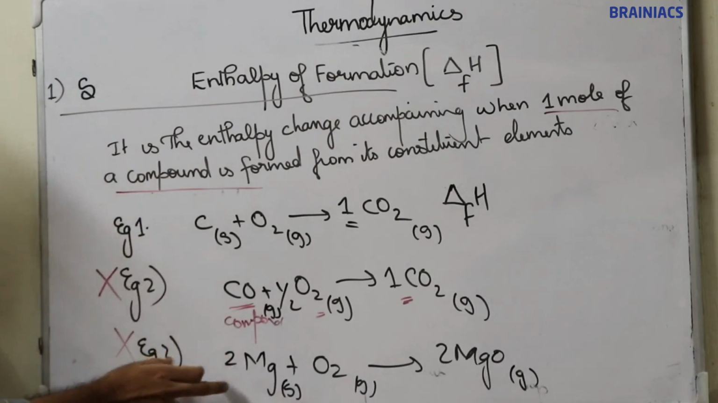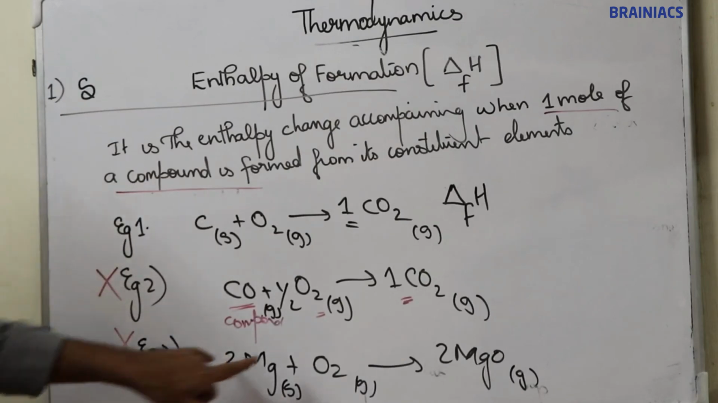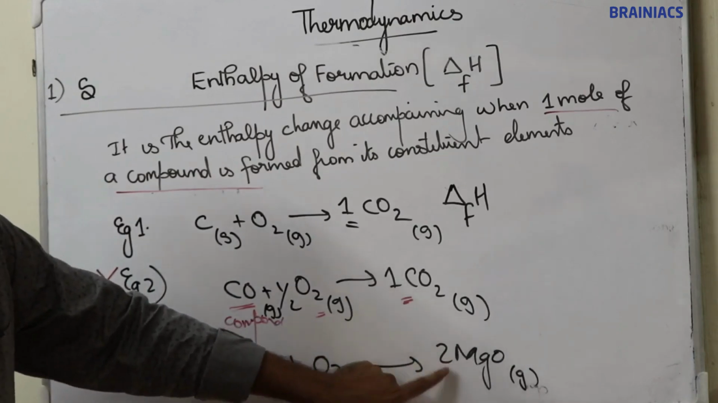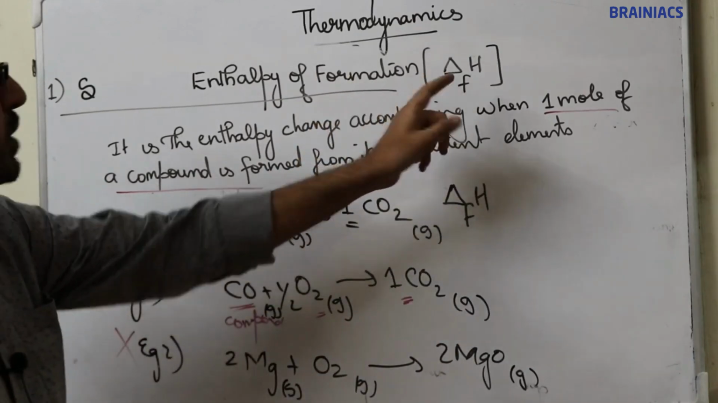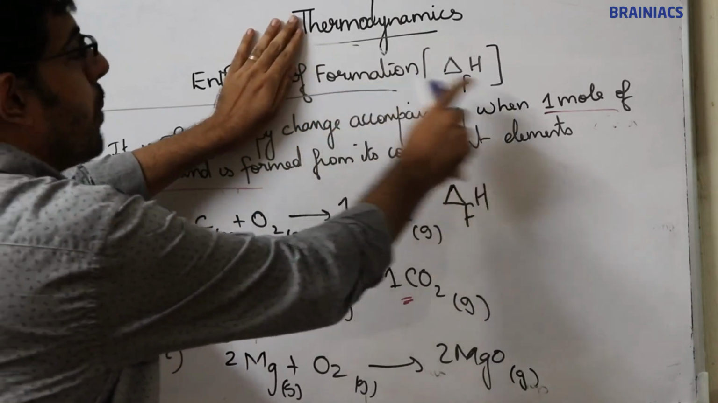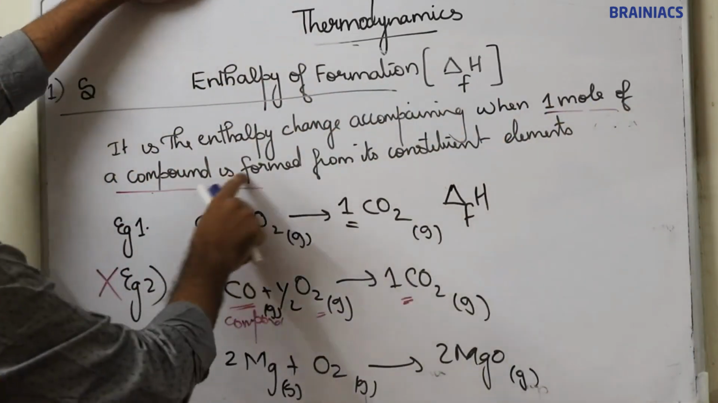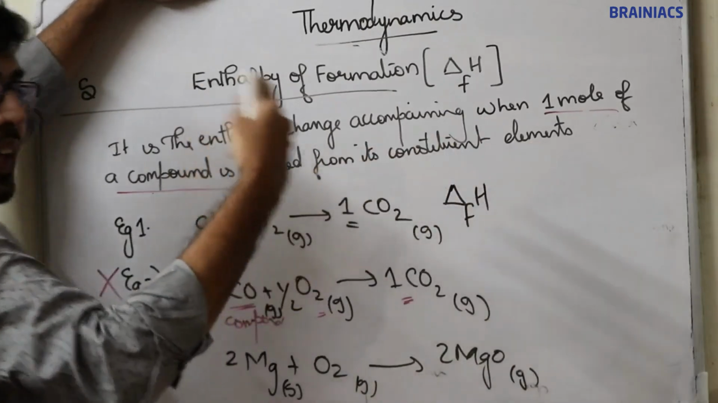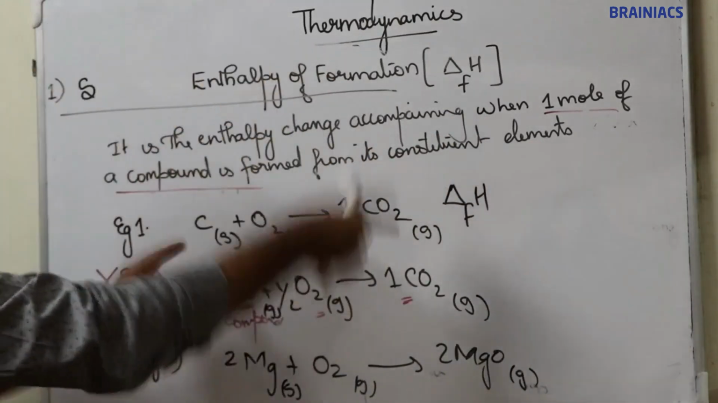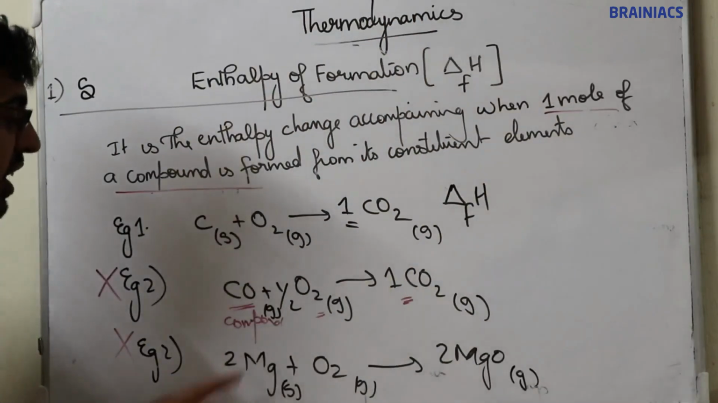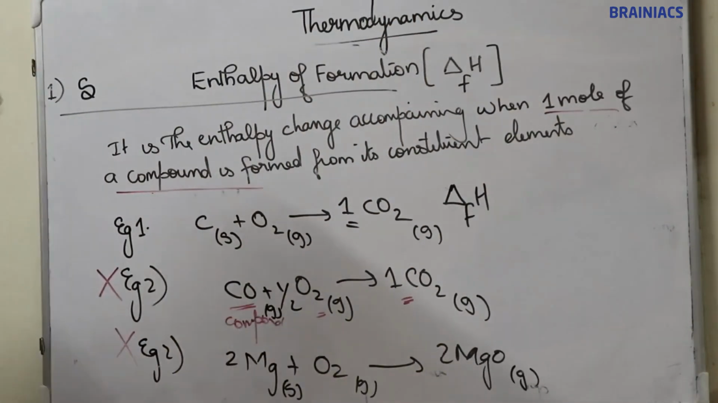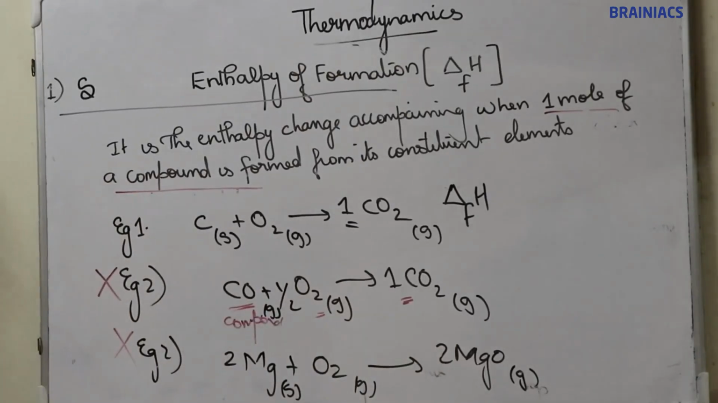Why is this not considered a formation reaction? Here elements combine to form how many moles of product? 2 moles. What is a formation reaction? 1 mole of compound is formed from its constituent elements. That is a formation reaction, and the enthalpy change accompanying that reaction is known as enthalpy of formation. Here we are not producing 1 mole, we are producing 2 moles. So this reaction is not an example for enthalpy of formation.